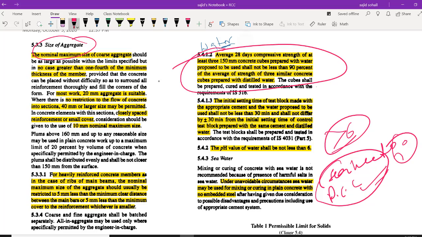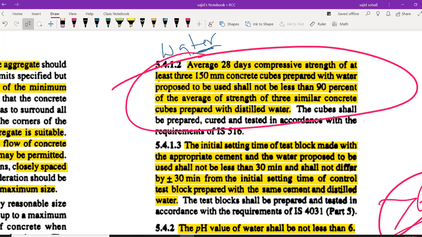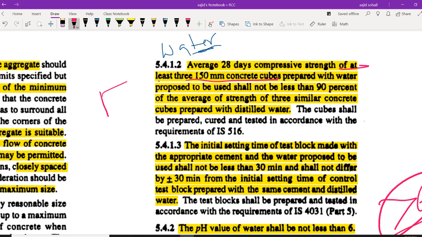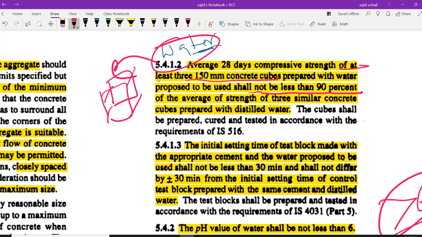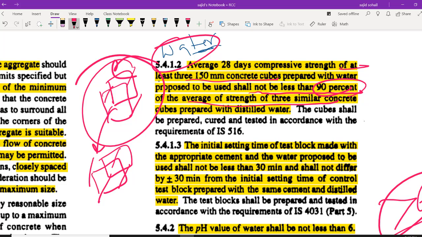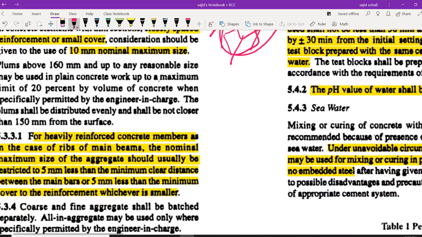Read this specification. Average 28 days compressive strength of at least 3 150 mm concrete cubes. Okay, 28 days strength of 150 mm concrete cubes, whatever you have made with this water available to you, right? So the strength of this cube should not be less than 90% of the strength of the similar concrete cubes which are manufactured with distilled water. So use distilled water and cast some cubes, and the strength of the cubes you got using the water available in that location should not be less than 90% of the strength of this concrete. I hope you got it.